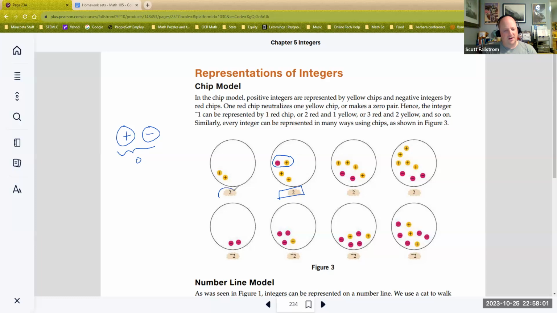So the quickest way to write +2 would be with 2 positive chips. But you could also write it with more chips if you just add a zero pair. And you could add another zero pair. So now there are 2 zero pairs being added.